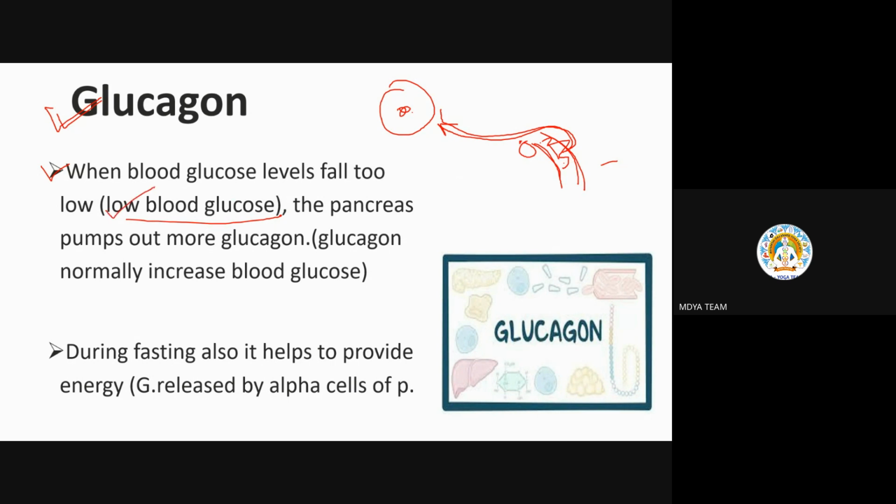Very simple. You have to understand only this. As it is taking glucose to store in the liver in the form of glycogen, it is lowering the glucose level. Okay. So, the pancreas.